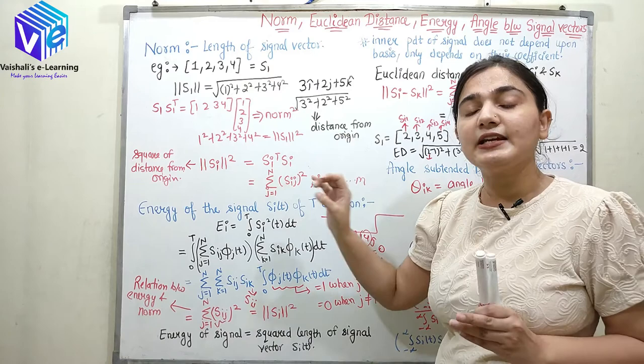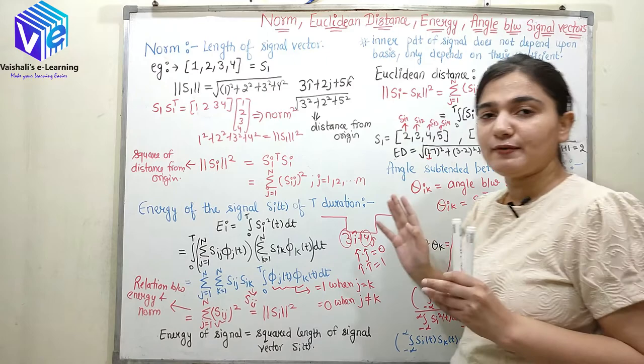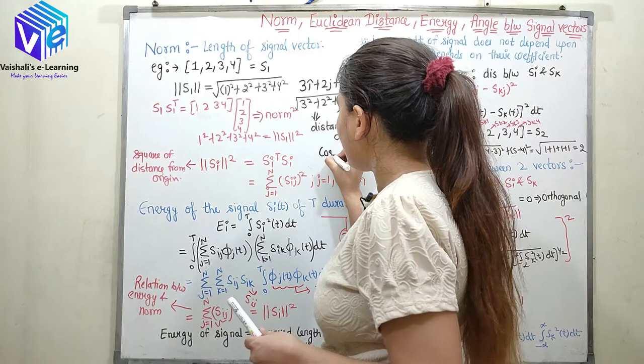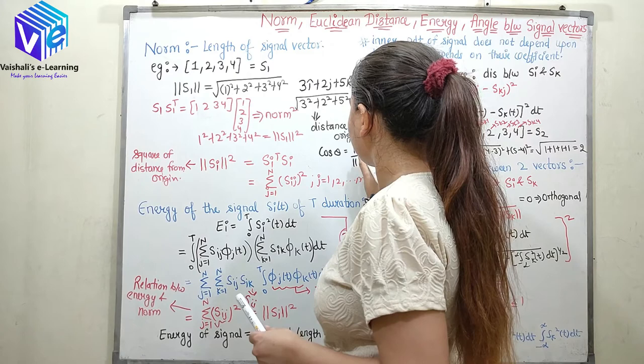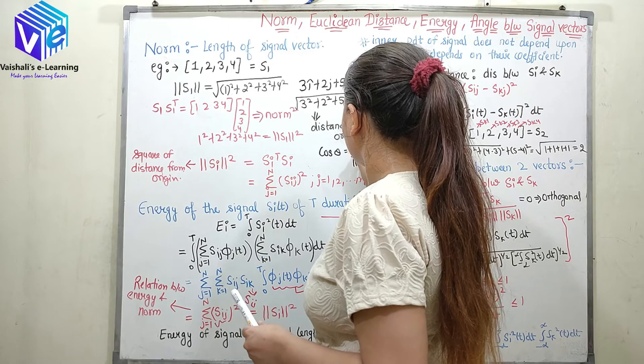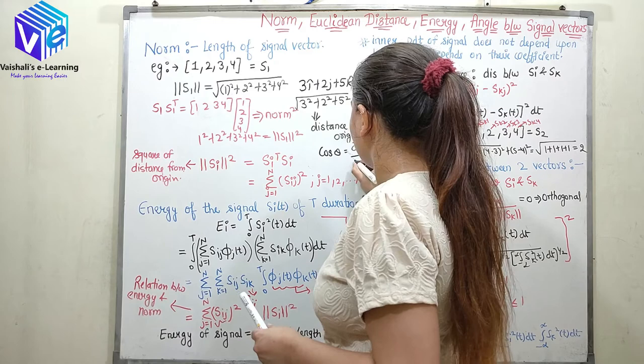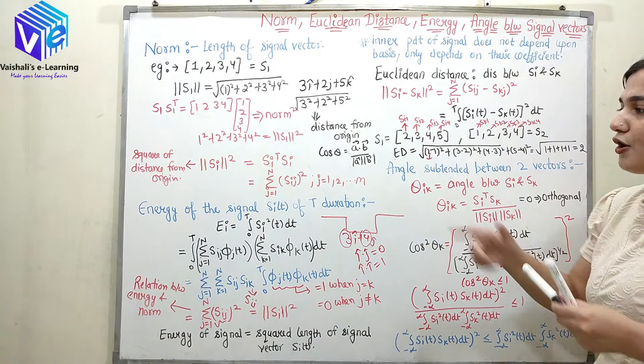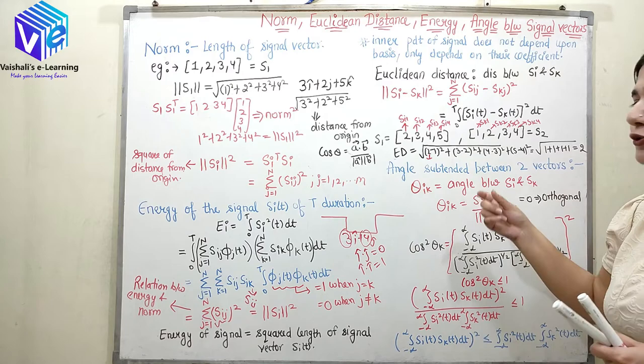So now coming to the angle subtended between two vectors. So now if I talk about the dot product, so I hope you remember cos theta was equal to I dot j upon, or I can take it as A dot B upon distance of A into distance of B. So this is my cos of theta in the case of dot product. Similarly here I'll be finding out the angle. So distance I have replaced with the help of norm.